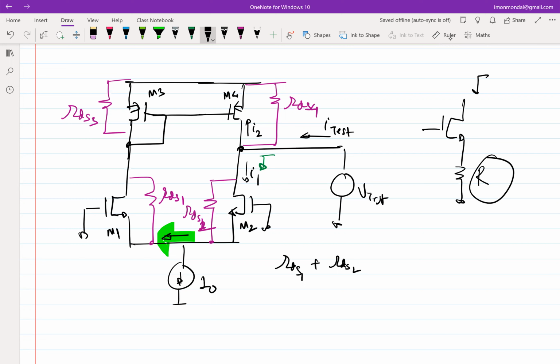This R is not RDS1. Why? Approximately 1 over GM, right? And if I sent out a sheet yesterday, did you guys get it? Yeah. So if you find out exactly what it is, this will become RDS1 plus what?